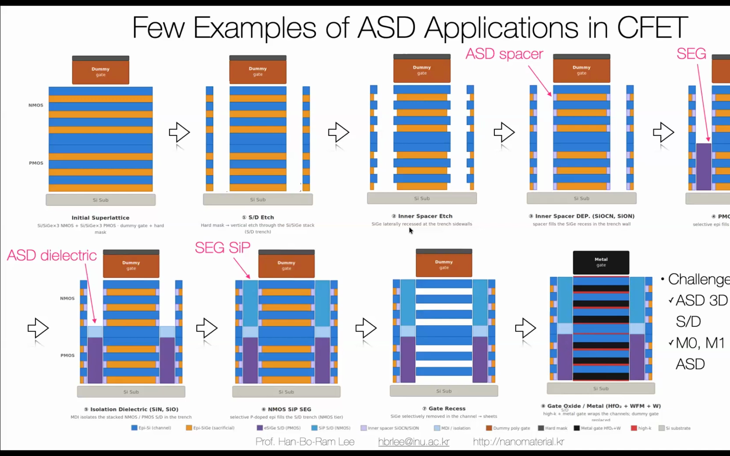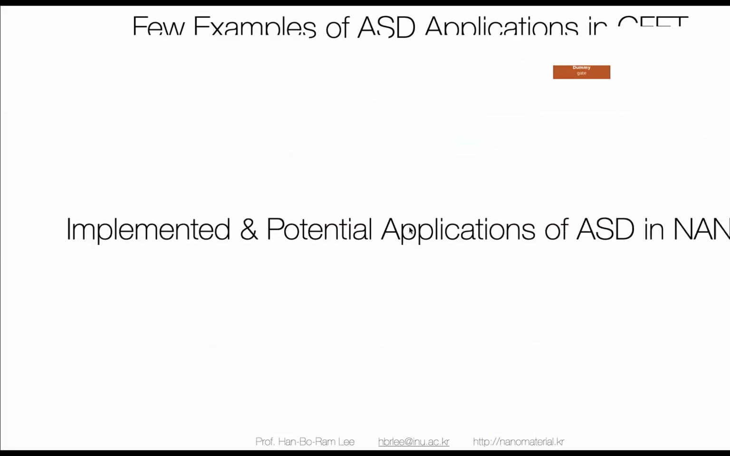But this is the channel structure, so we have to think about how we can make the source drain contact. The challenging point is that there is no idea how we can make the three-dimensional contact for source drain. And also there is no idea how to make the M0 and M1 lines using ASD. ASD should be very important for CFET fabrication, but there is no way to realize that right now. But we have a lot of different types of material combination and surface combination research so far in the ASD process. We can apply that idea to realize this.